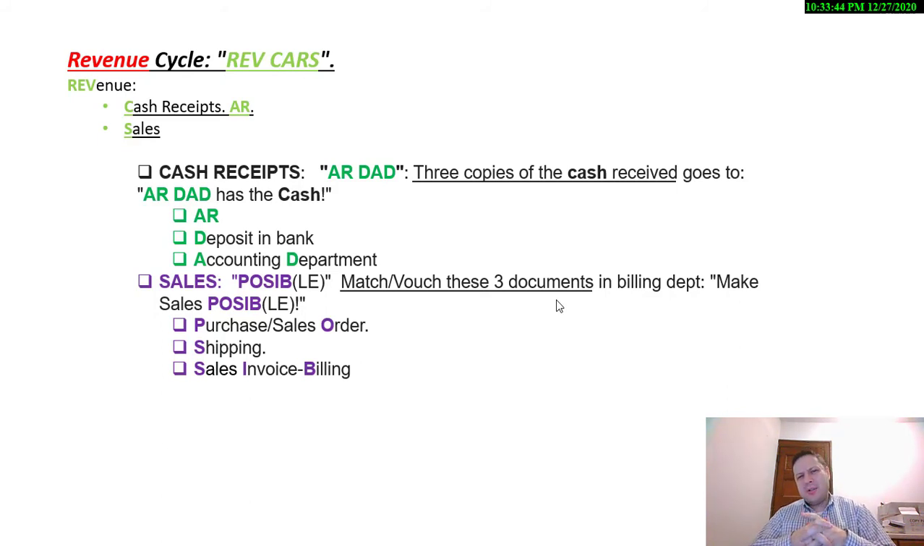And when it comes to sales, you've got to match or vouch 3 documents in the billing department in order to make sales possible. So what are those 3 documents? Purchase sales order has to match with the shipping docs, and it's got to match with the sales invoice that was used for billing. Make sales possible. Purchase sales order, POS, PO; shipping, S for shipping; and sales invoice billing, SIB, sales invoice billing. Match those 3 documents and you have sales.